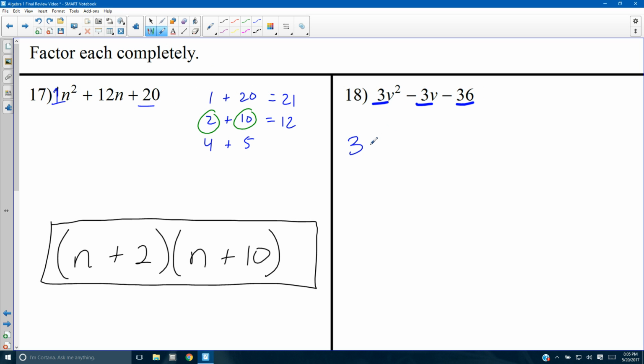All three numbers here can divide by 3. 3 times what gives us 3v squared? That would be 1v squared. See that v squared? It has a 1 in front of it. 3 times what gives us -3v? That's -1v, or minus v. 3 times what number gives us -36? -12.